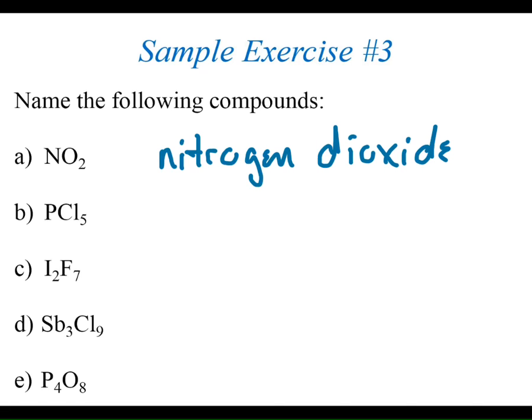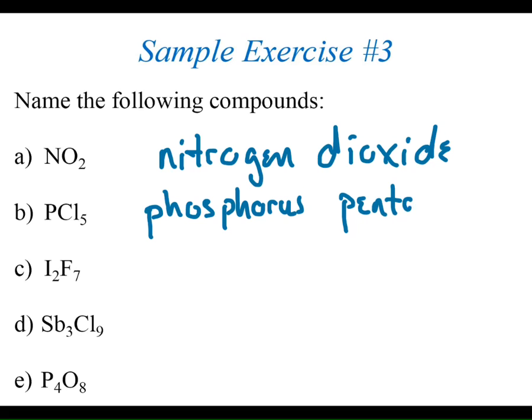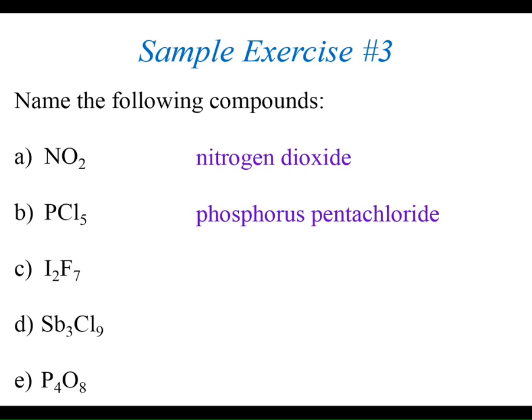How about PCl5? Phosphorus. What is it? Pentachloride. Let me get the nice, neat printing rather than my handwriting. Okay, your turn. Try C, D, and E. Try those.